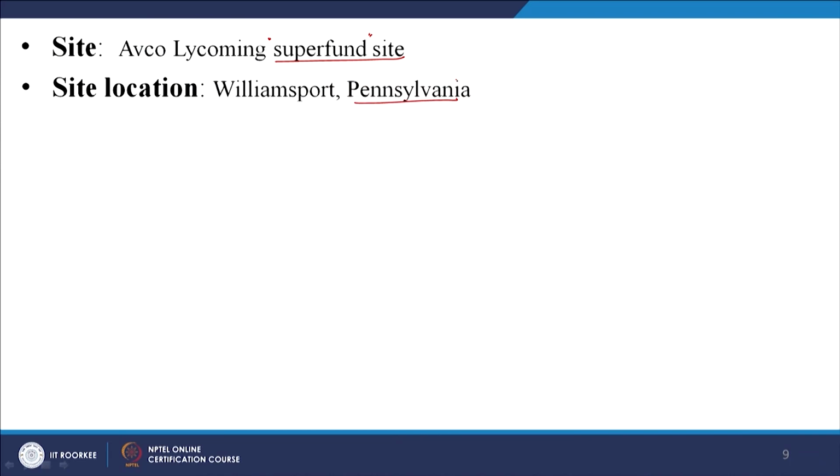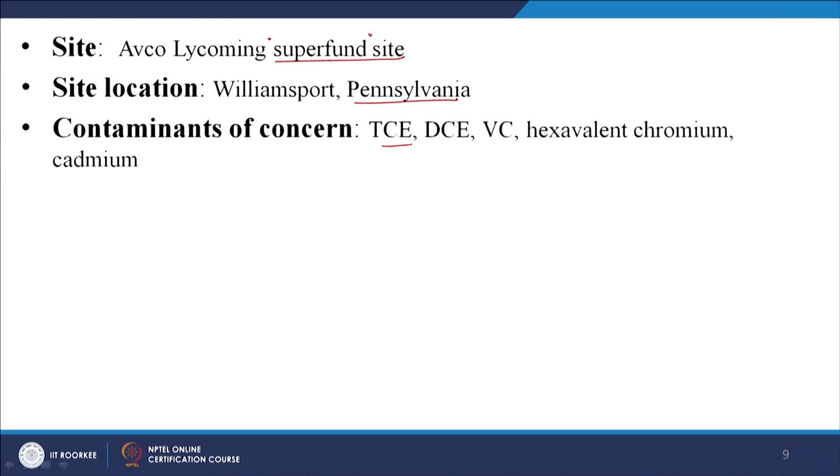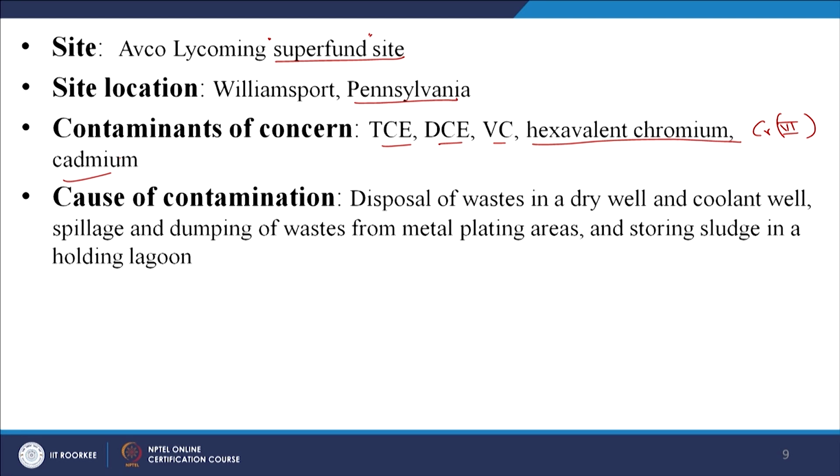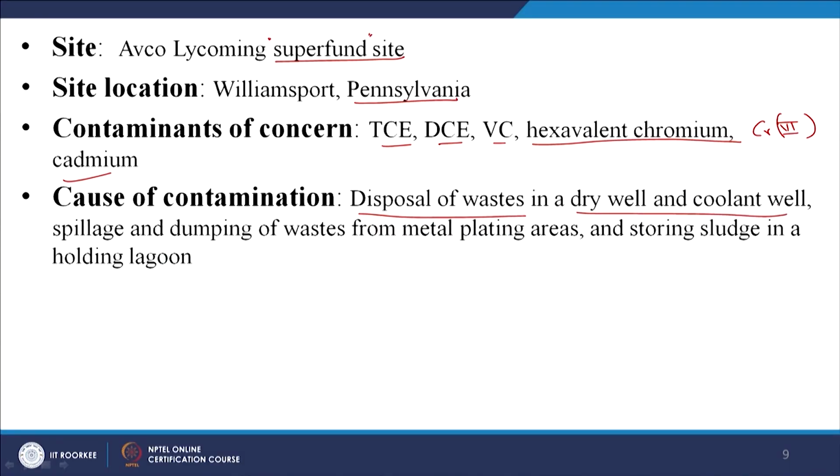So that is what we have out here, and it is in Pennsylvania, okay. And then again TCE, DC, VC, and more importantly even hexavalent chromium in oxidation state 6, and also cadmium, right. And how did they end up contaminating the relevant site? So disposal of waste in a dry well and a coolant well, spillage and dumping of waste from metal plating areas, that is why you have the relevant heavy metals. There are other heavy metals too, but these were major concerns because they were carcinogenic, let us say, right.